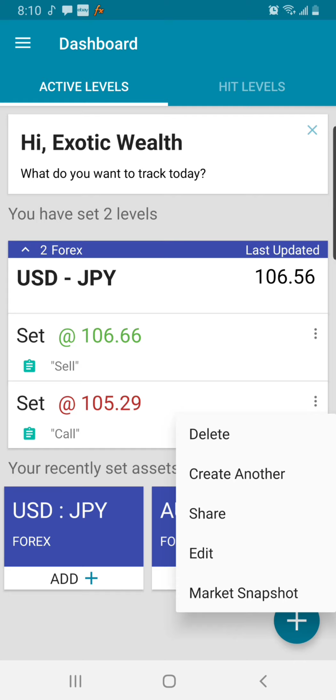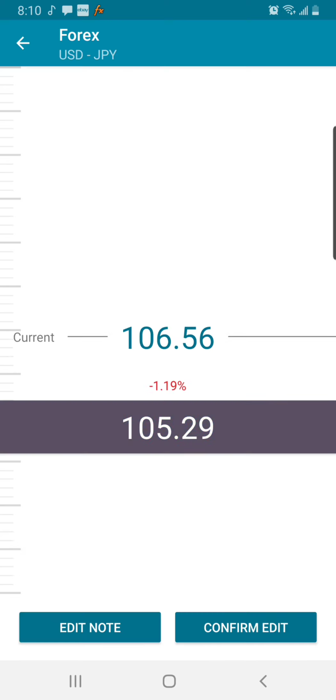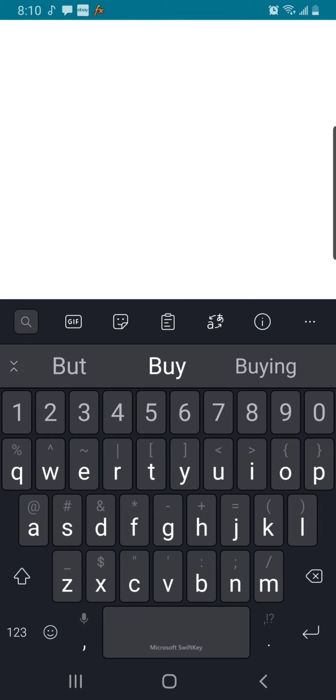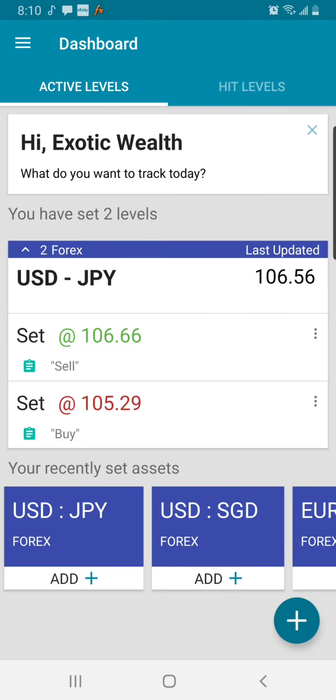If anything is wrong, I can go back in. For example, I'm not wanting to sell. I'm wanting to actually buy at this point because this was support right here. So I want to do a buy, right? So therefore, it's going to show me and it's going to alert me to look for a sell. Now it's going to alert me to look for a buy.